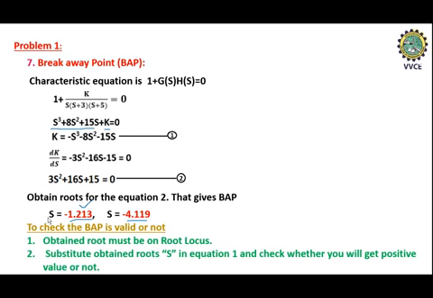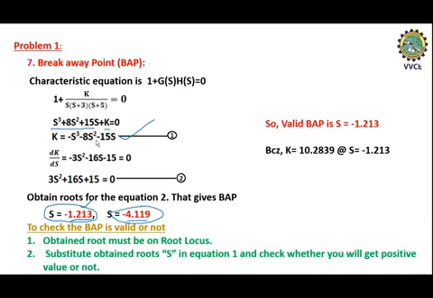Next, second condition is substitute the obtained root. It may be this value or this value. Substitute any of this value in the equation number 1. In place of s, substitute these roots and obtain the k value. And the obtained k value must be positive. So if you substitute minus 1.2 to this equation, you will be getting positive value, that is 10.28. But if you substitute minus 4.119, you won't be getting the positive value for k. So we can consider this minus 1.2.